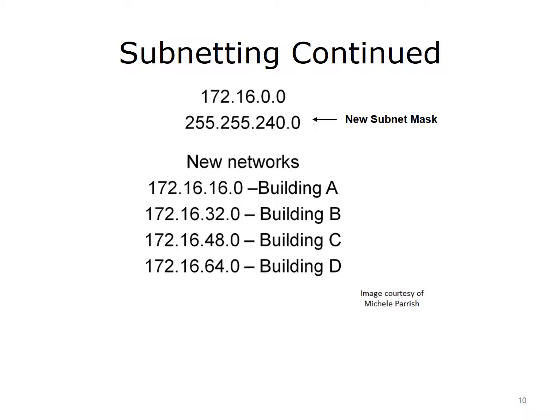Not many networks need over 65,000 hosts. We can take the one network and subdivide it, or subnet it, into more networks. We take some of the host bits, zeros, and change them to network bits, ones. If we have a new subnet mask of 255.255.240.0 and we apply it to that same address 172.16.0.0, we can create 16 networks with 4,000 hosts on each network.